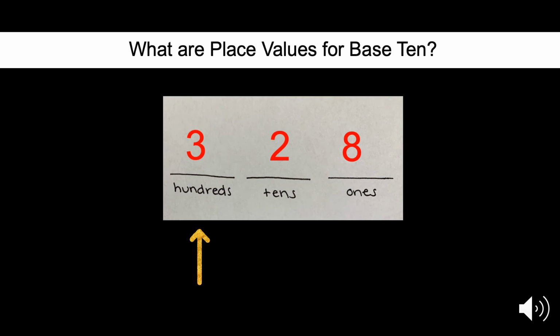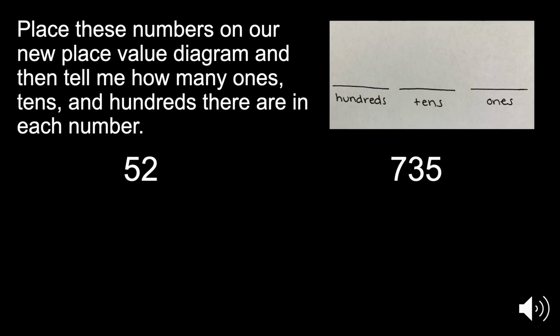We can still use our base 10 blocks to help us understand this new place value system. We just trade out the terms units, longs, and flats for ones, tens, and hundreds. Let's practice. I want you to place these numbers on our new place value diagram and then tell me how many ones, tens, and hundreds there are in each number.